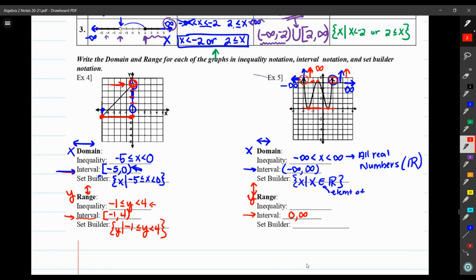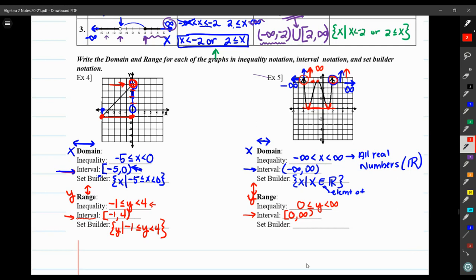So on the 0, these are solid lines. So since this graph is made up of solid lines, we need a bracket on 0. And infinities are always parentheses. Now let's translate that to an inequality. So we have a low value of 0, less than or equal to, because of the bracket, a y for range, and then the infinity is a less than infinity.